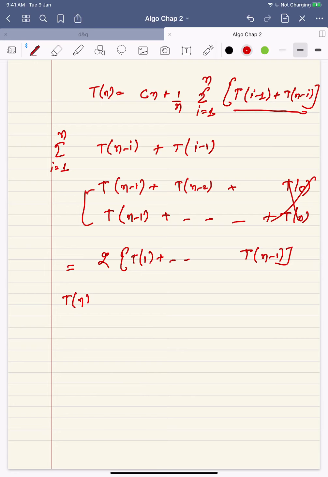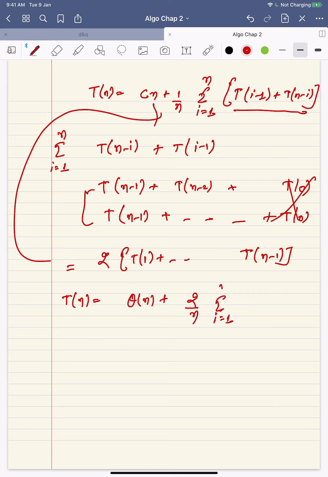So my Tn now is theta n plus 2 by n sigma i equal to 1 to n minus 1 of T of i. Still, this is not in a form that you can solve easily. Tn is in terms of n minus 1 different Ti. In situations like that, what generally comes handy is a method where you can guess the solution and prove that it is correct. This method is called guessing the solution.